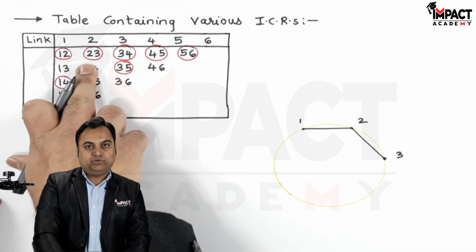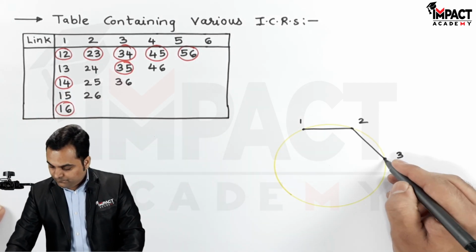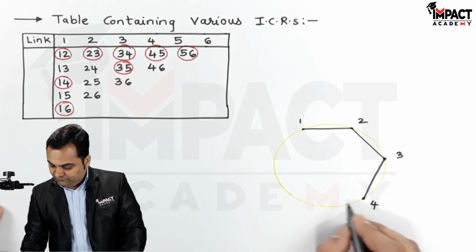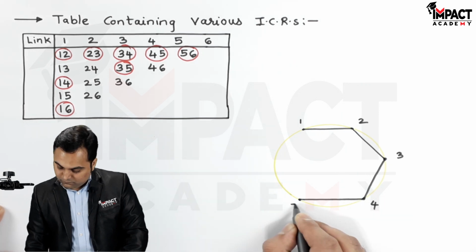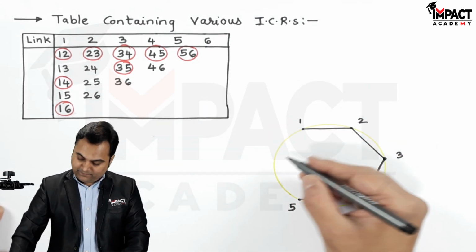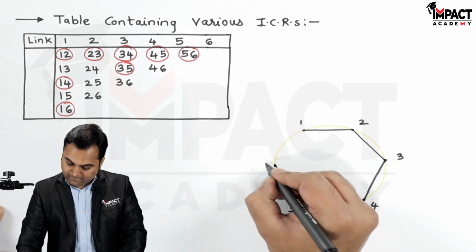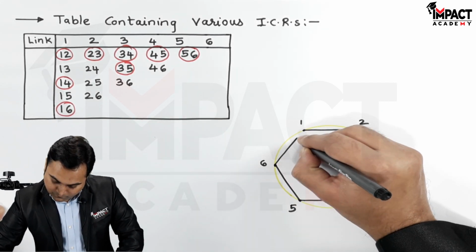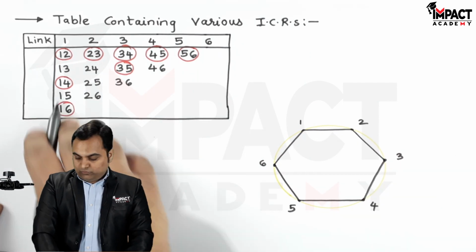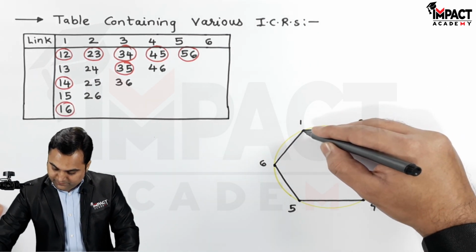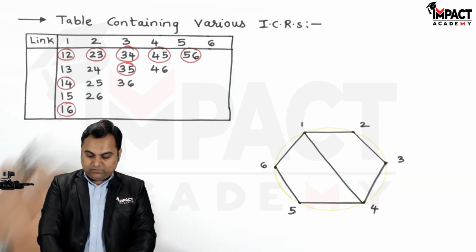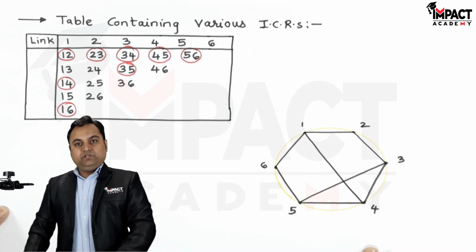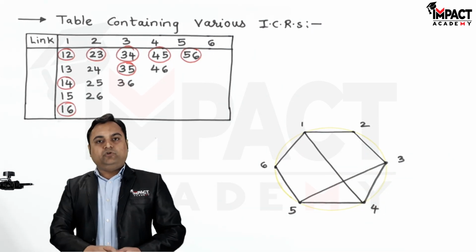Next, 2 3 is also there, then 3 4. After that there is 4 5, then 5 6. As we can see, there is 1 6 as well. Then there is 1 4, so 1 and 4 would be connected. 3 5. So these are the 8 ICRs which we have already located.